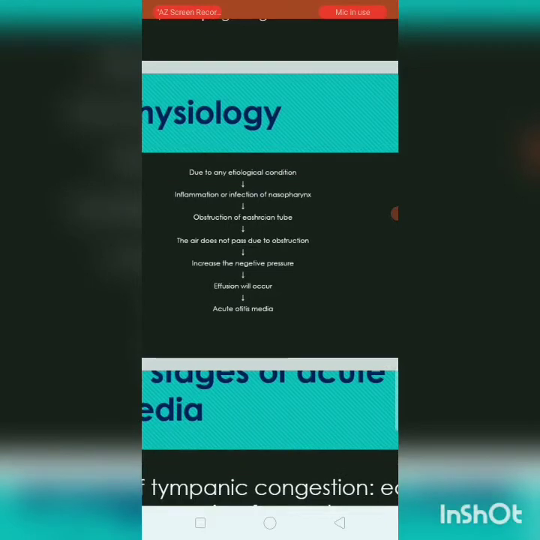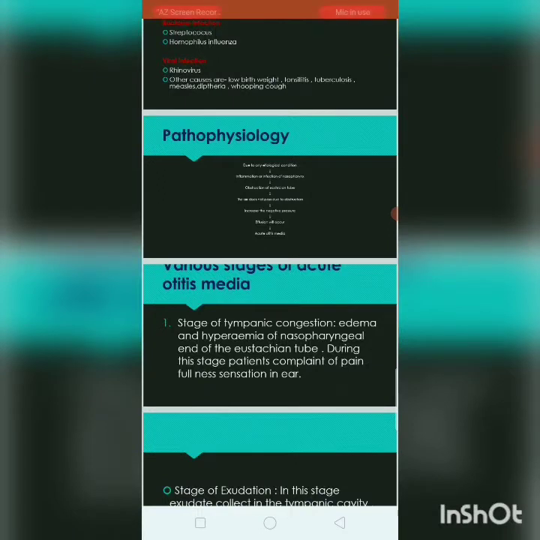and because of this increased negative pressure, it leads to effusion, and it leads to acute otitis media. Next we will see the various stages of acute otitis media. The acute otitis media has various stages.